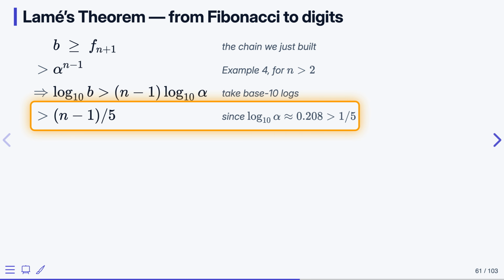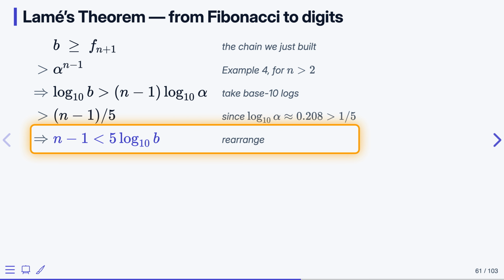Line 3. The log of alpha is about 0.208, which is more than 1/5. So the right side is more than n minus 1 over 5. Line 4. Multiply across by 5 and move terms. We get n minus 1 is less than 5 times the log of b.